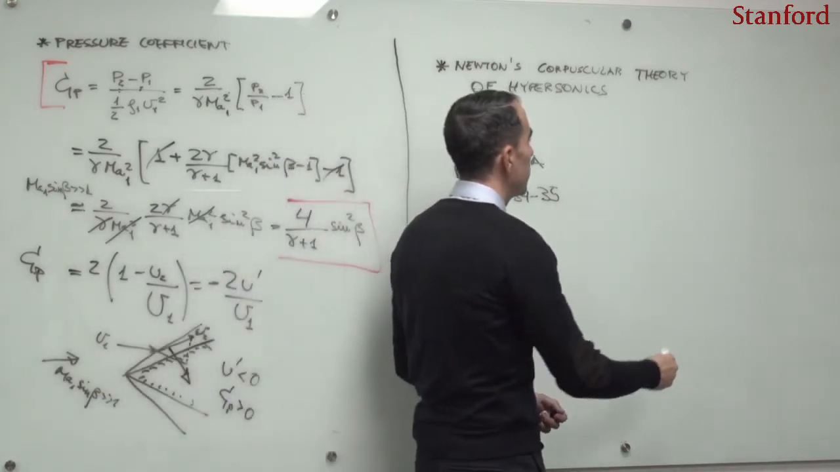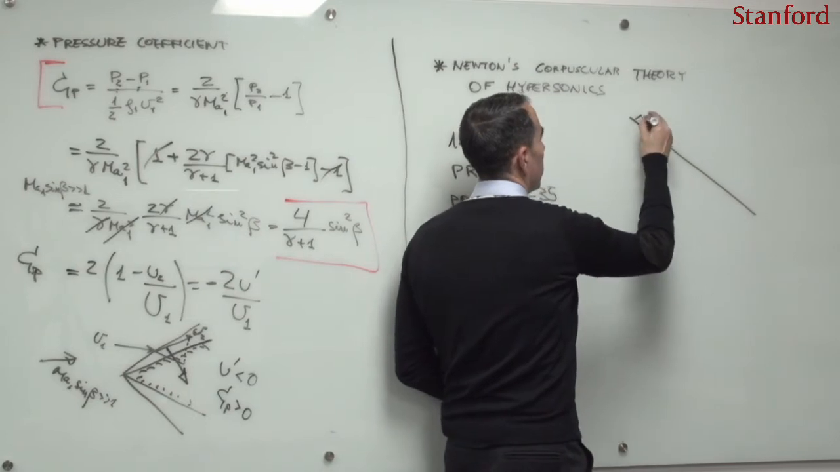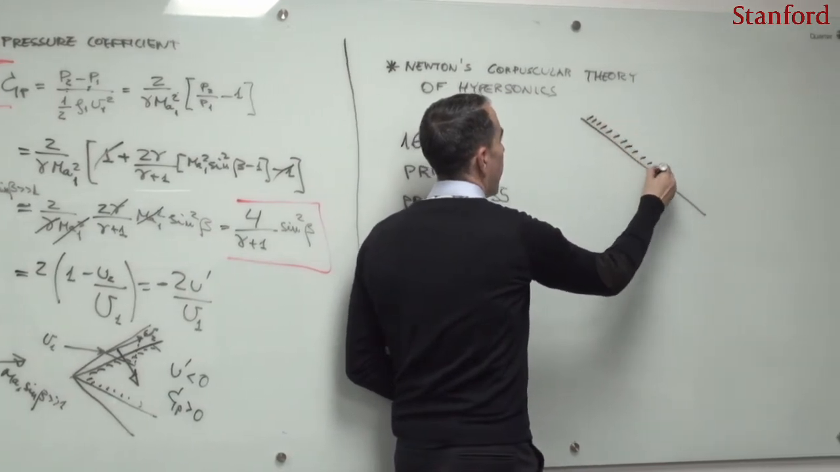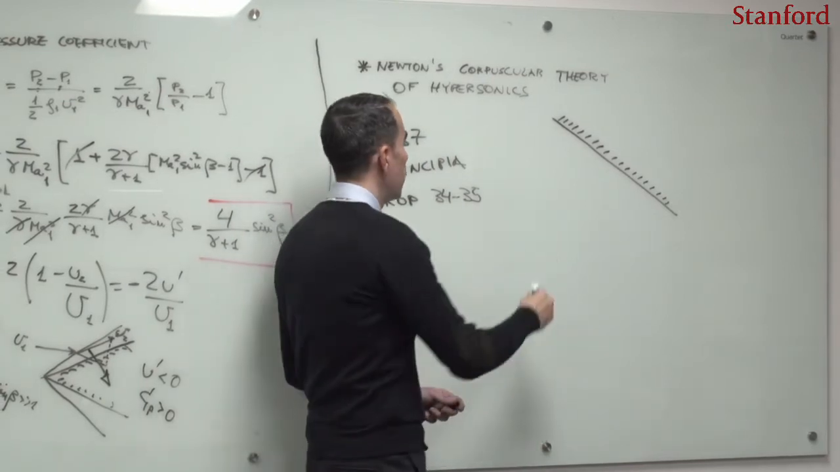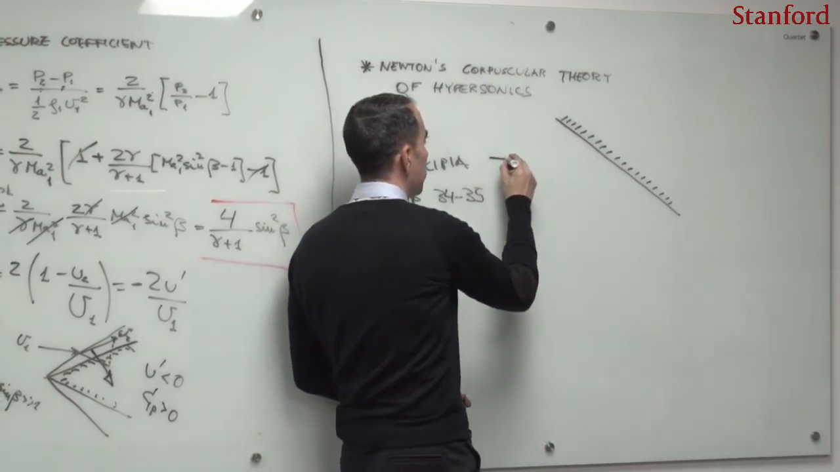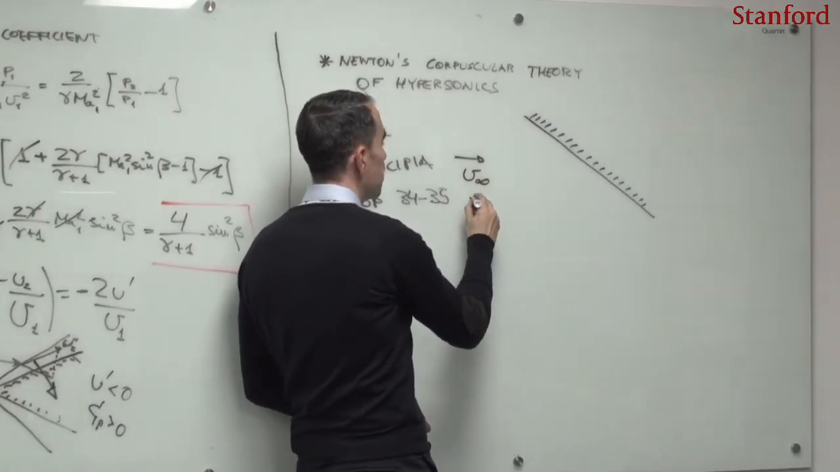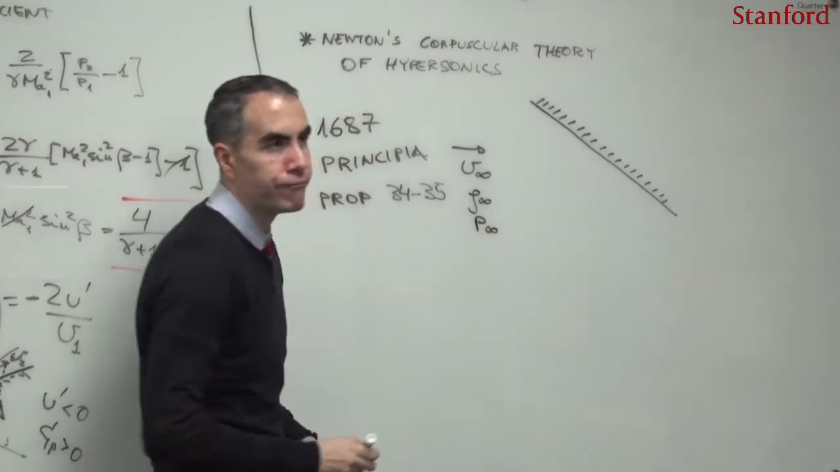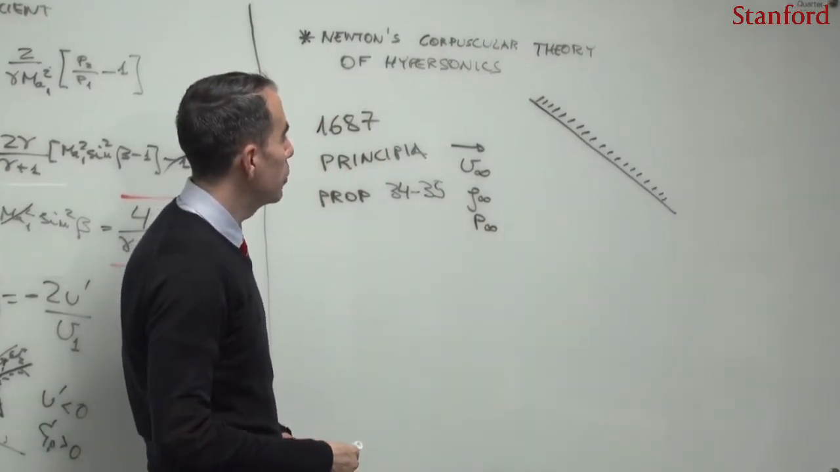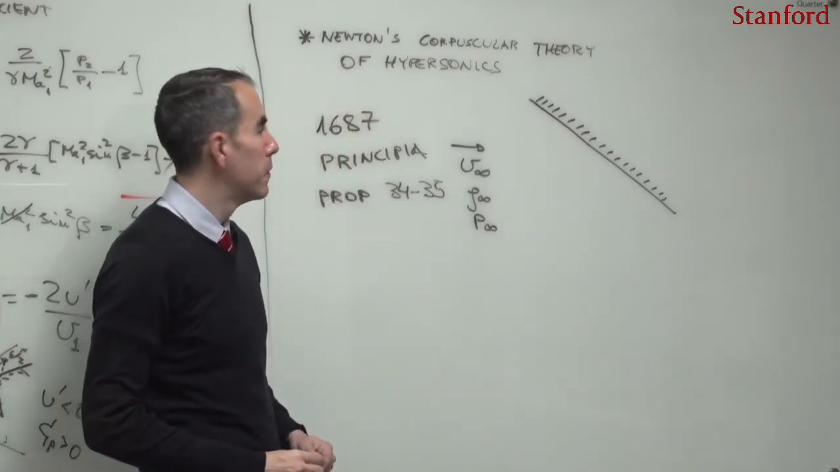He envisioned that one could have, for instance, this surface, and then one would have a stream of air here at some velocity u infinity, density rho infinity, and let's say a pressure P infinity. So then the question is, what is the force exerted on this surface?